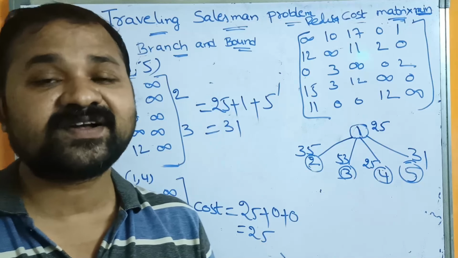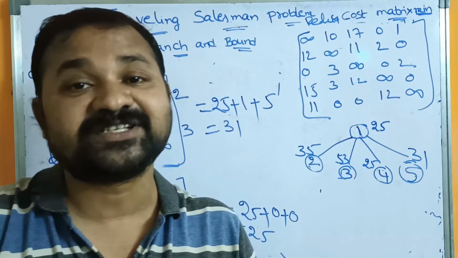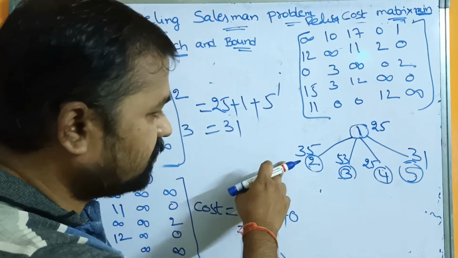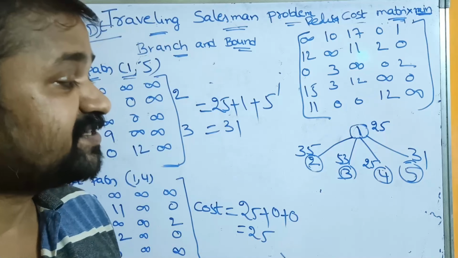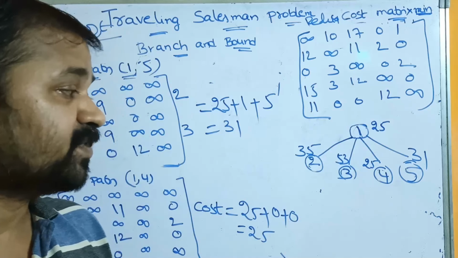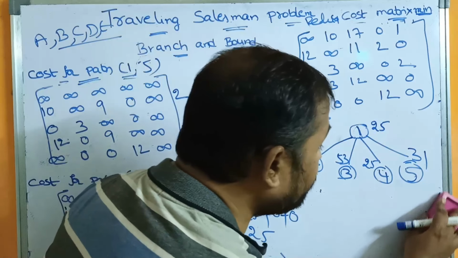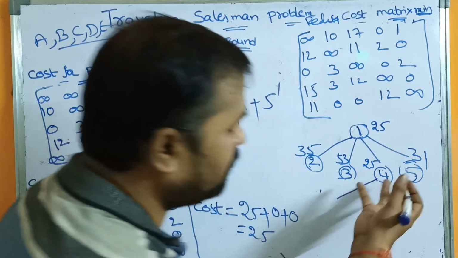So 31 is nothing but the edge cost from 1 to 5. Here what is our target? We have to visit all the vertices of the graph with shorter distance. Okay. So if you observe all the costs, 35, 53, 25, 31. So which is the minimum value? So here vertex 4 cost is minimum. So now we have to explore vertex 4.